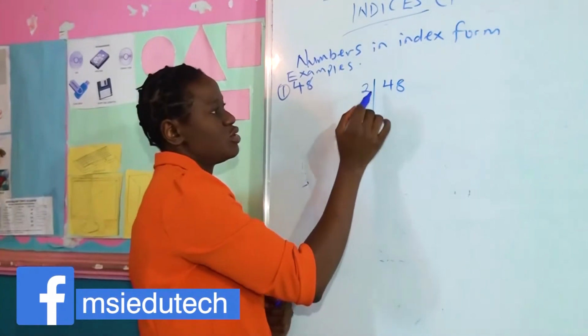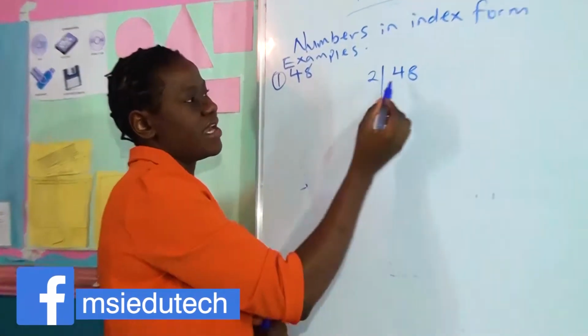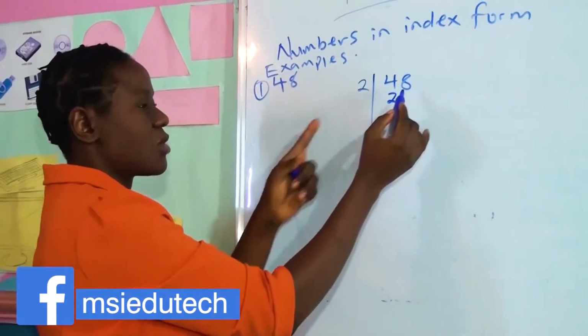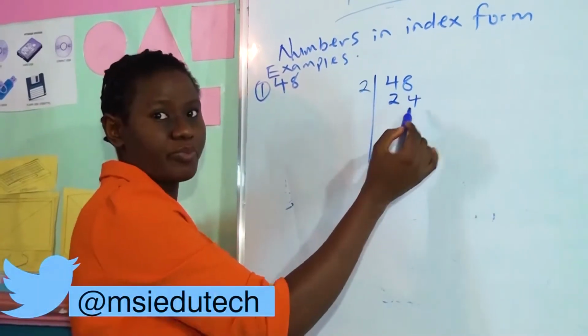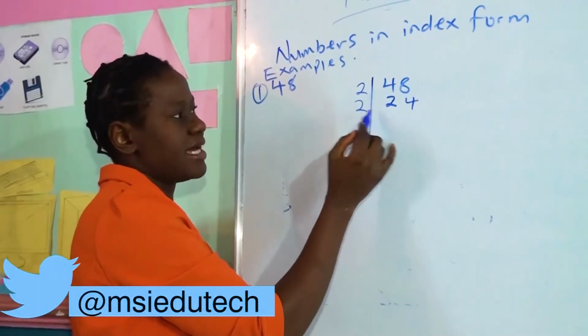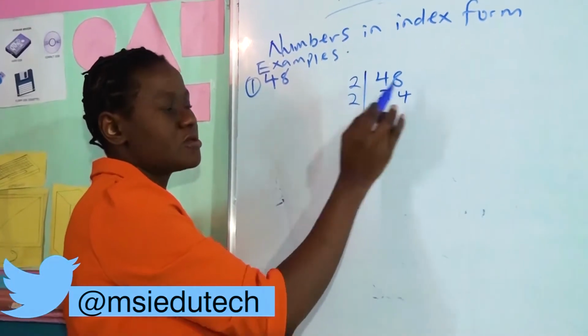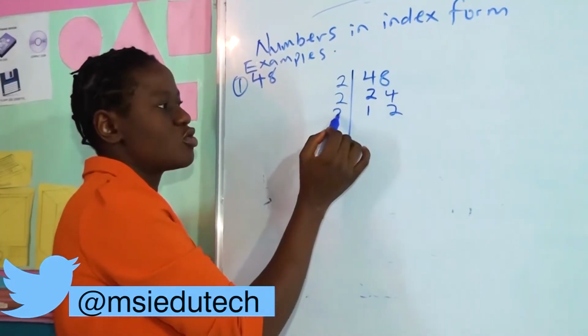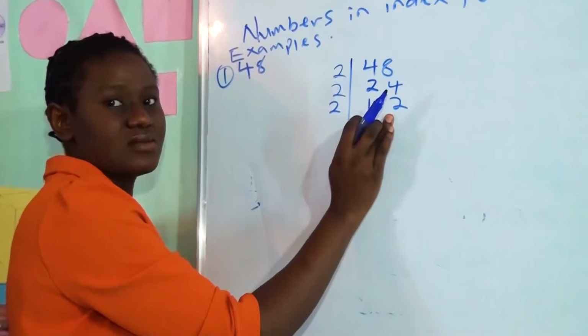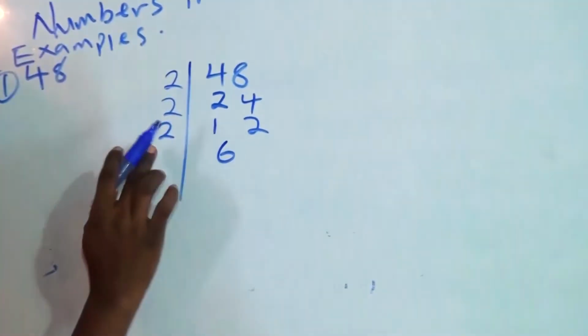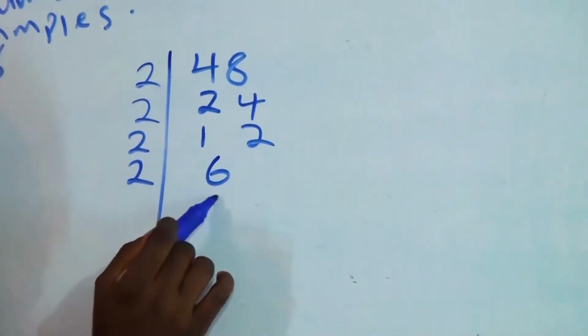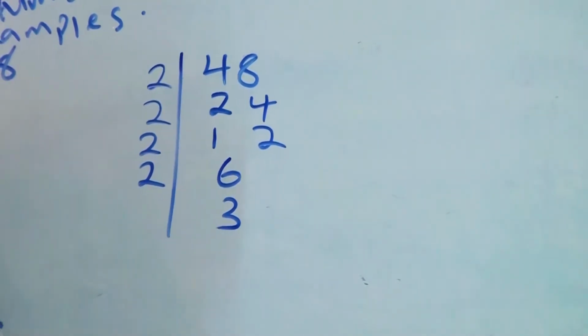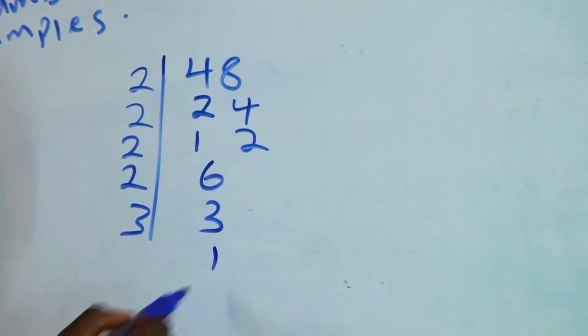Let's start with 2. How many 2s can we find in 4? 2. And how many 2s can we find in 8? 4. Now 2 will divide 2 into 1. How many 2s can we find in 4? 2. 2 would still divide. How many 2s can we find in 12? 6. And how many 2s can we still find in 6? 3. Then what next? 3, giving us 1.